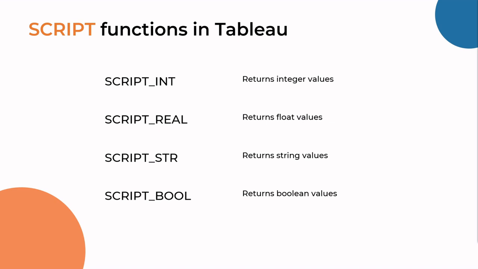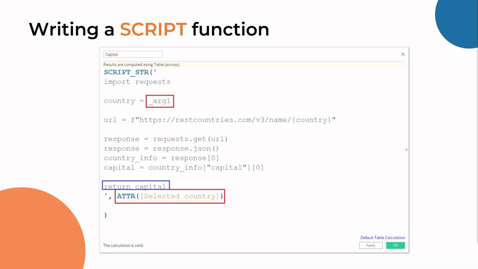And they all operate as table calculations. So all the things you know and apply when you work with table calculations will be fair when you work with script functions as well. And that's a little bit of a sneak peek of the calculation that we're going to write today. This calculation, for example, is going to bring us the capital of the country from this API. Capital is going to be a text, hence we're using a script underscore str function in this example.